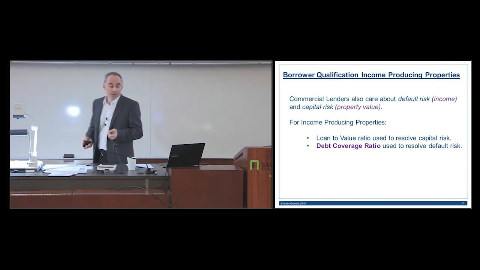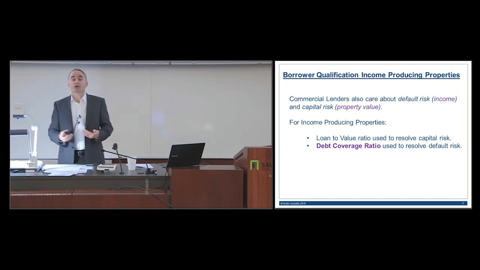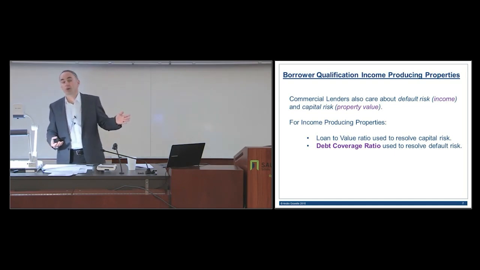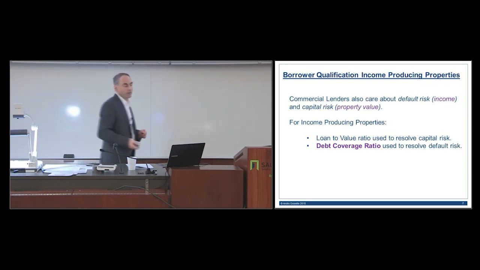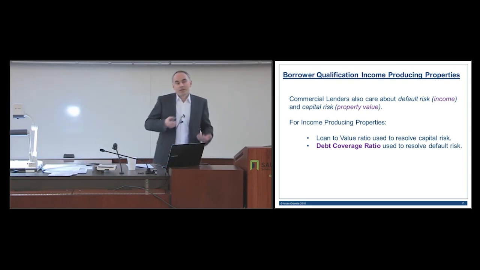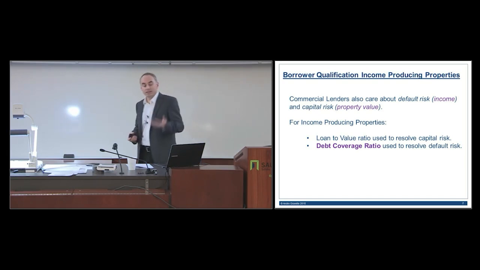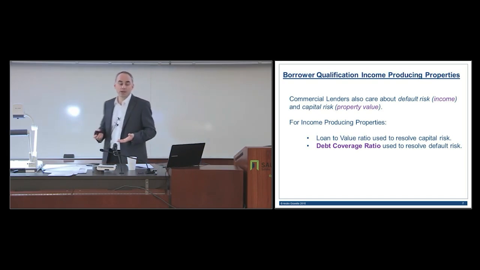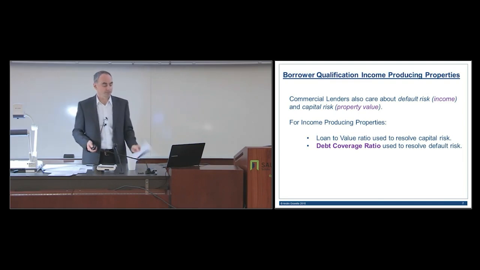For income-producing properties, we'll look at the loan-to-value ratio to deal with or resolve capital risk. Exactly the same way we did for residential properties, no difference. The debt coverage ratio will be used to deal with the default risk. So let's look at the debt coverage ratio in some detail and see how that works.